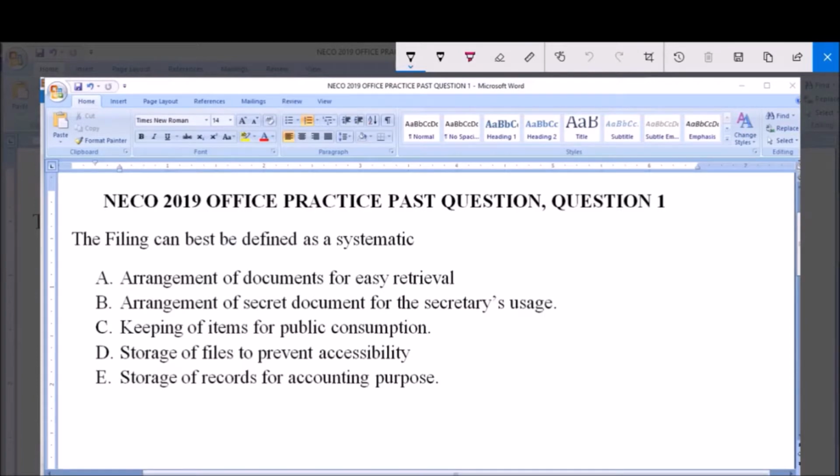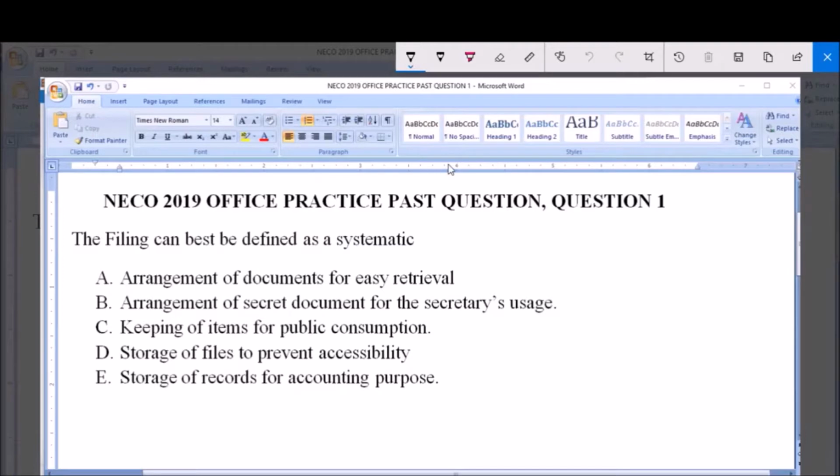Filing can be best defined as a systematic dash. A. Arrangement of documents for easy retrieval. B. Arrangement of secret documents for the secretary's usage. C. Keeping of items for public consumption. D. Storage of files to prevent accessibility. And E. Storage of records for accounting purpose.